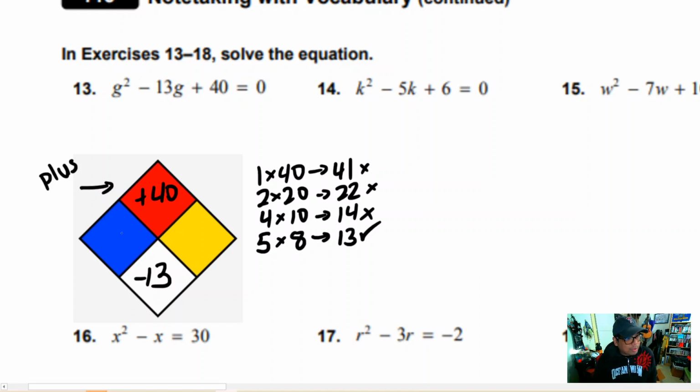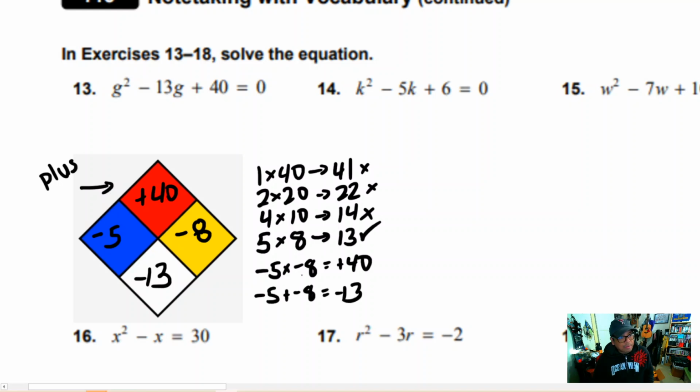Okay. So 5 and 8, if I want to add them to make a negative 13, I'm going to need to make it a negative 5 and negative 8. Because negative 5 times negative 8 is equal to positive 40, and negative 5 plus negative 8 is equal to negative 13. And that's the way it needs to work. What's the answer? It's g minus 5 and g minus 8.